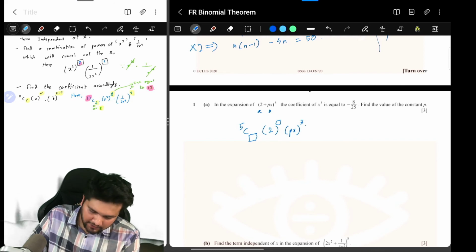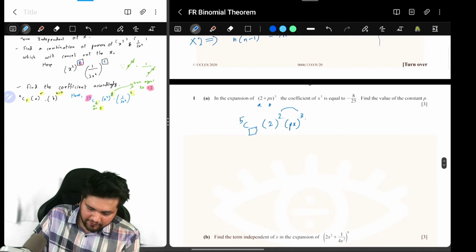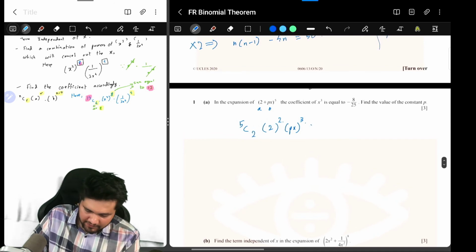Now here if it is 3, then here it has to be 2, right? Because the sum of 2 and 3 will be 5, correct? And then finally we have 5C. Either you consider 2 or 3. Obviously we'll prefer 2 because it's easier. And then they have given that the coefficient is minus 8 by 25 x cube.